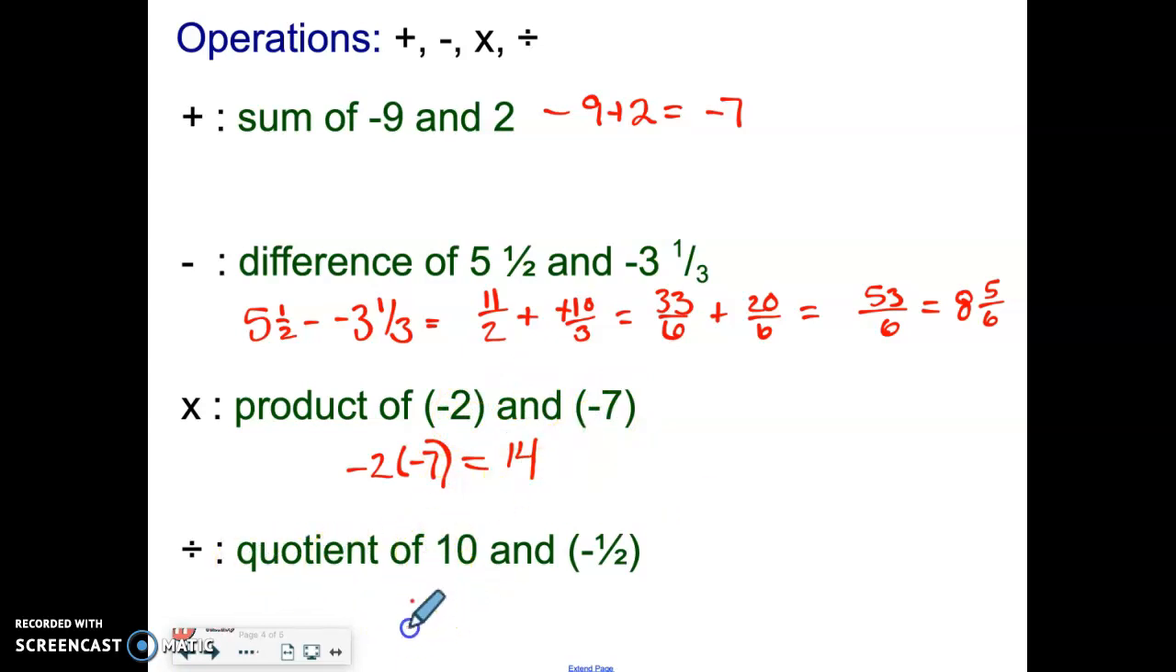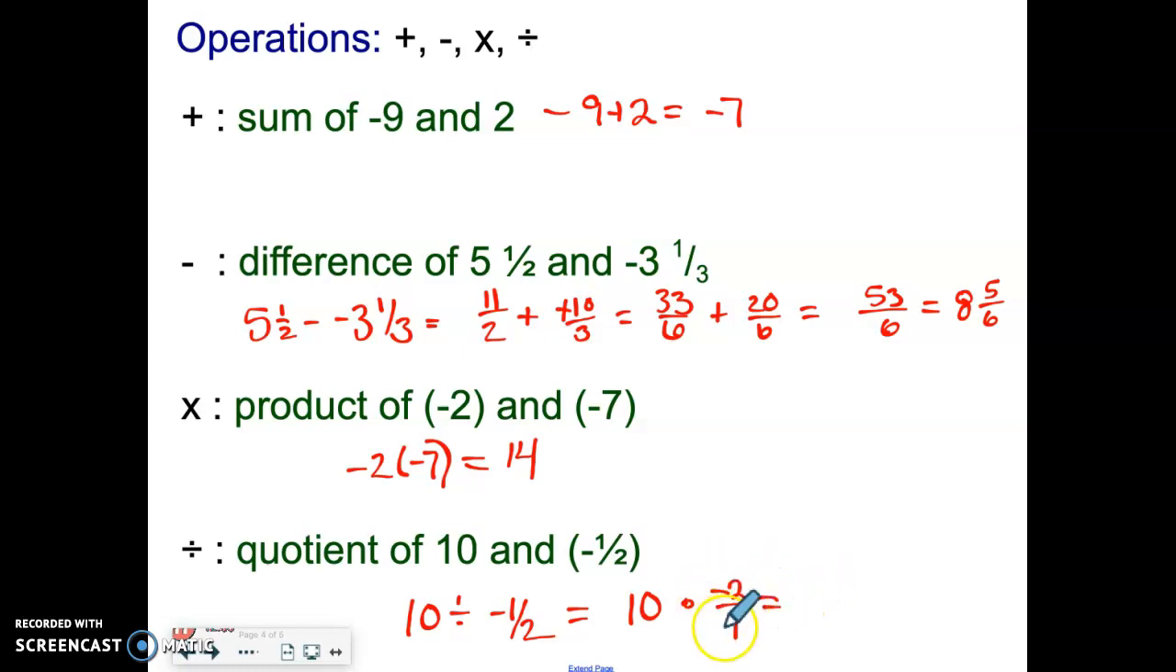Last one is quotient. Quotient is dividing. So the quotient of 10 and negative 1/2. Well, remember that dividing is the same as multiplying by the reciprocal. So I'm going to rewrite this as 10 times the reciprocal of negative 1/2, and that's negative 2 over 1.